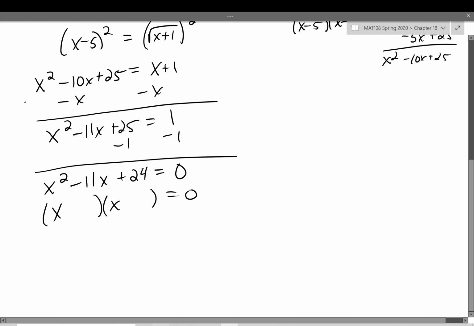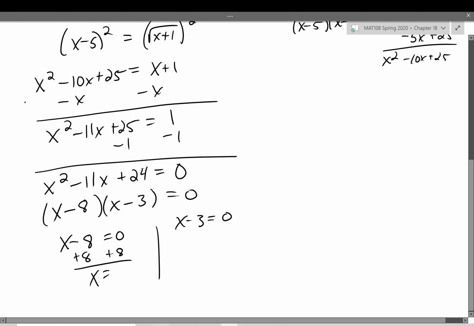So I write an x and an x, a minus and a minus. How about 8 and 3? Set each one of these equal to 0. So I'm going to add 8 to both sides for the first solution. That gives me x equals 8. For the second, I'll add 3 to both sides. And that gives me x equals 3.